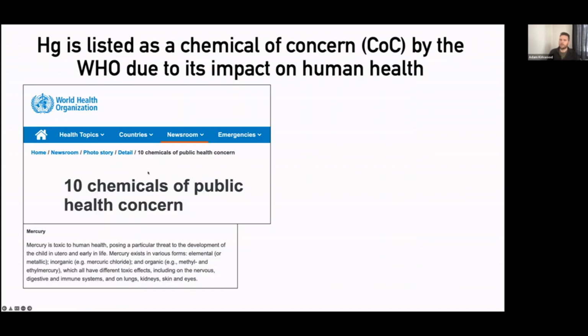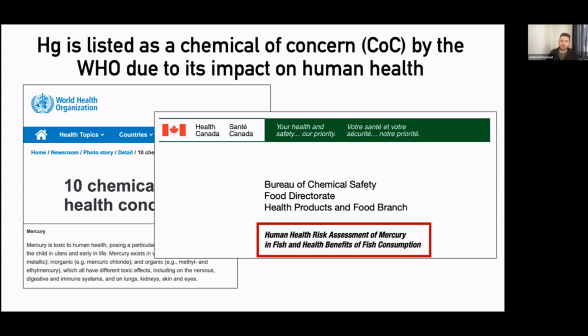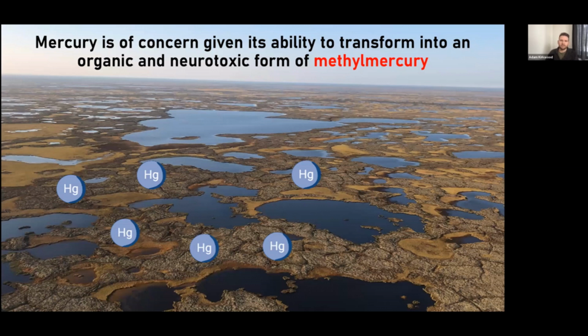And mercury is listed as a chemical of concern by the World Health Organization due to its potential impacts on human health. Because it's a known contaminant, there are many different guidelines on fish consumption for mercury, because fish with high levels of mercury could pose potential threats if too much is consumed. This is because mercury has a very unique ability to transform from its regular inorganic form into its organic and neurotoxic form, methylmercury.